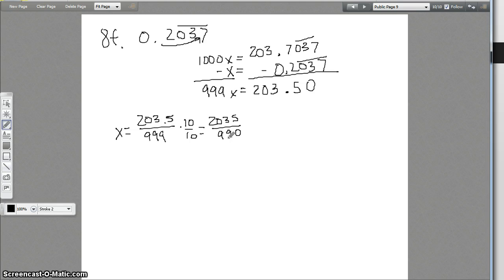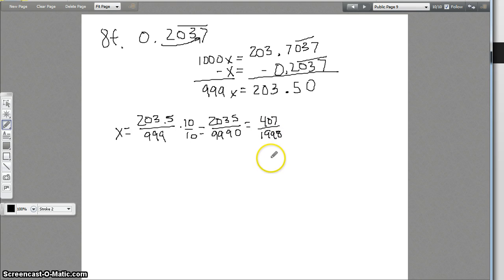So now we need to see what kind of number goes into both of these. I'm going to divide the numerator and the denominator. I'm sorry, this is 9,990. I'm going to divide the numerator and denominator both by 5. And what we will get is 407 over 1,998.